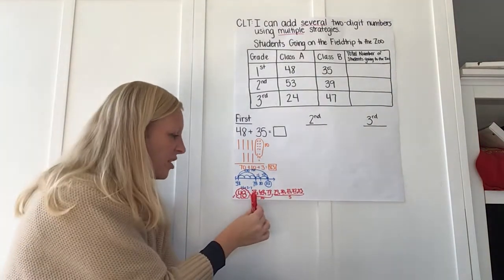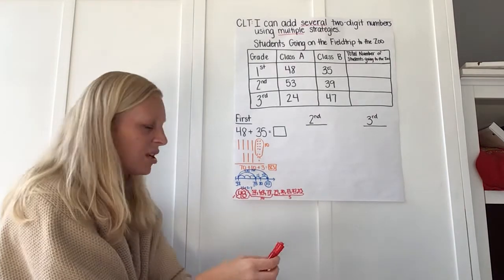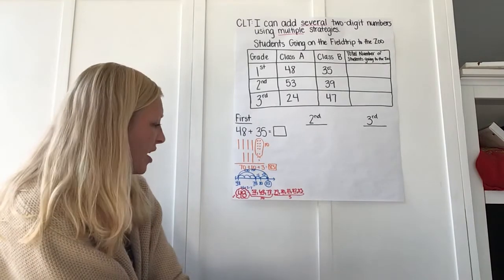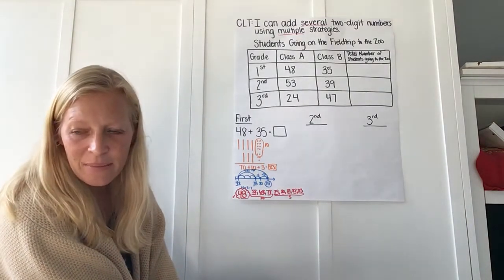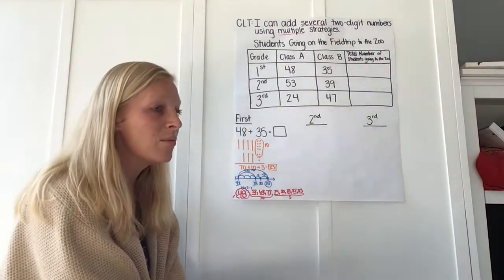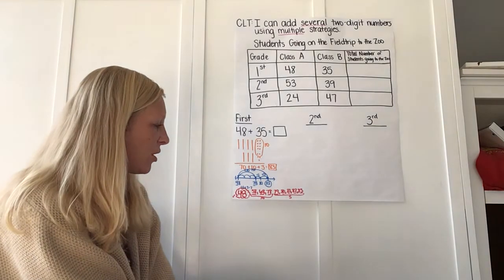They are starting counting by 10s, 58, 68, 78, and that 10's place is changing, but the 1's place is staying the same. And then what do you notice? They start counting by 1s after that. So 1 more than 78 is going to be 79, 80, 81, 82, 83.